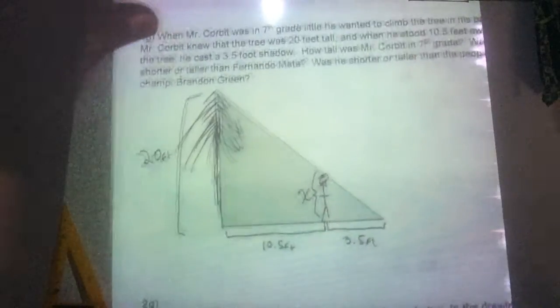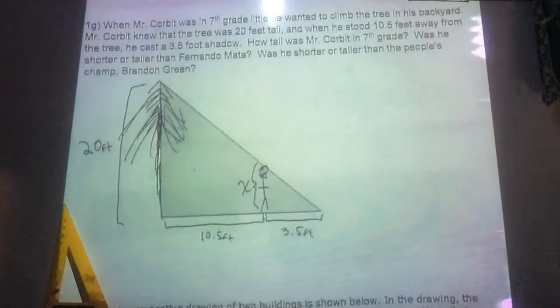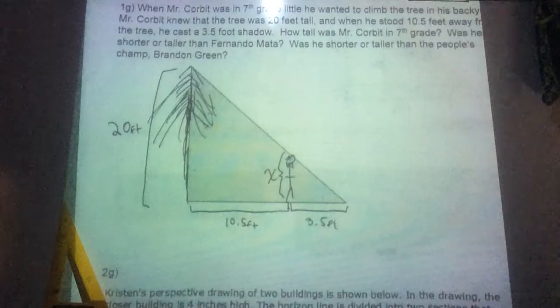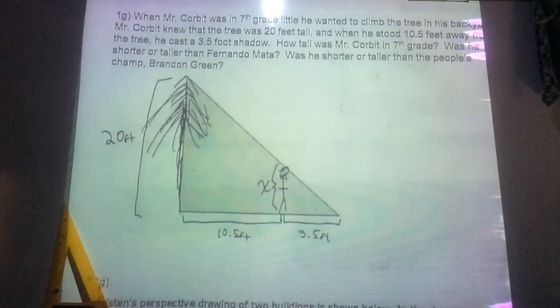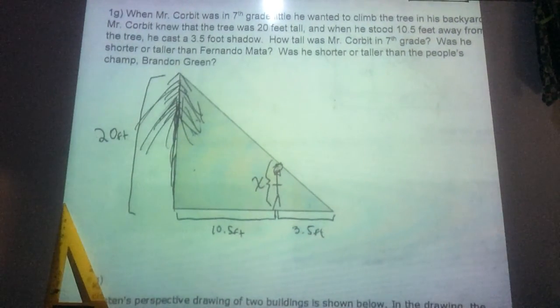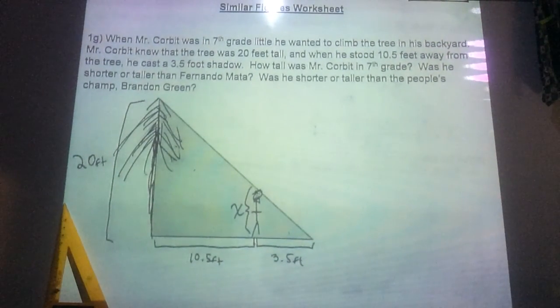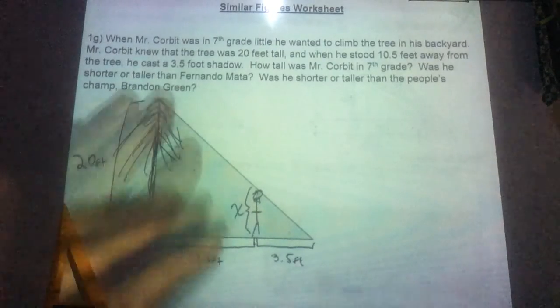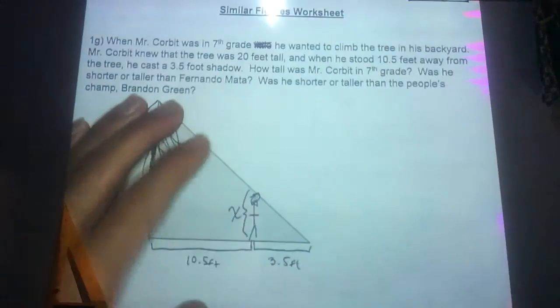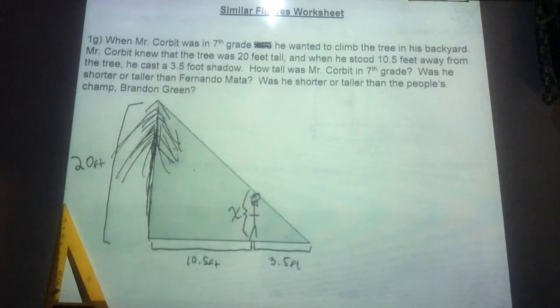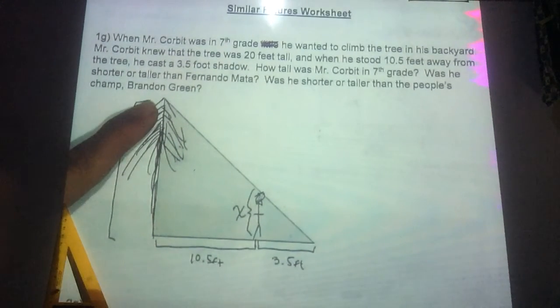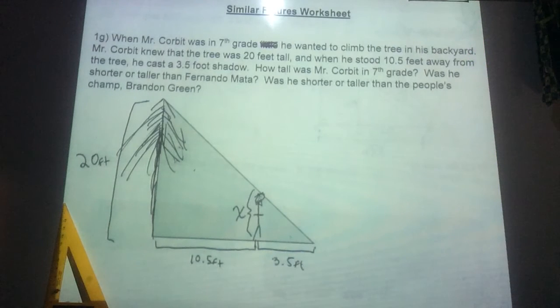Okay, so this one here was one of the homework problems from last night. I saw a few students misstep with this problem, so I'm going to go over it now. When Mr. Corbett was in 7th grade, he wanted to climb the tree in his backyard. Mr. Corbett knew that the tree was 20 feet tall, and when he stood 10 feet away from the tree, he cast a 3.5-foot shadow. How tall was Mr. Corbett in 7th grade?